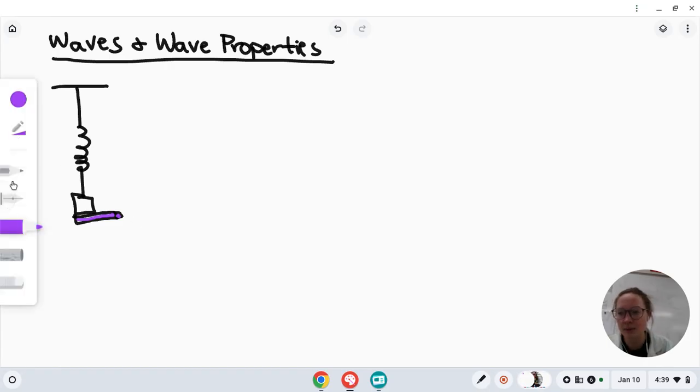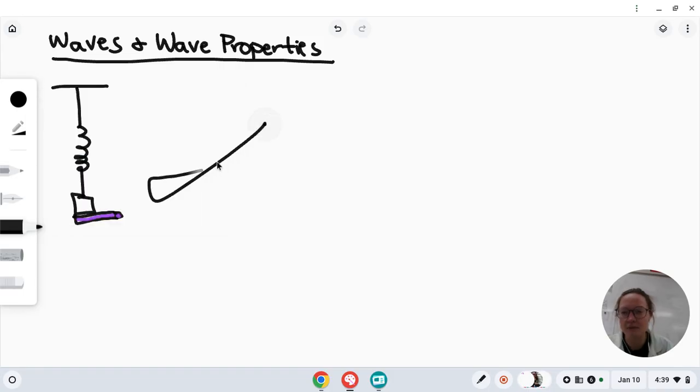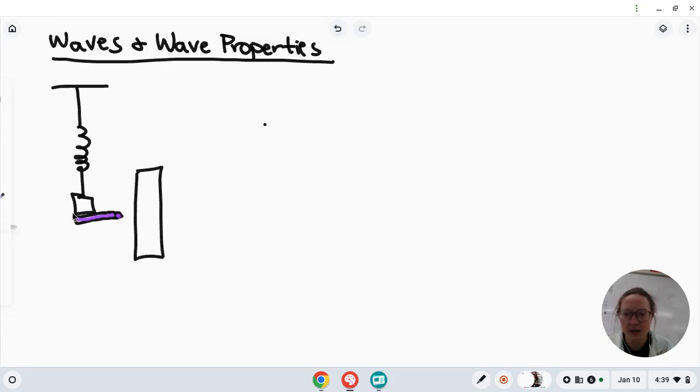Now let's say I took a sheet of paper and I held up that little sheet of paper right here in front of the spring. Now, can you imagine what would happen if I pulled down on the spring, and then I let it go? Well, as the spring bounces up and down, the purple marker would make a line up and down on this piece of paper.